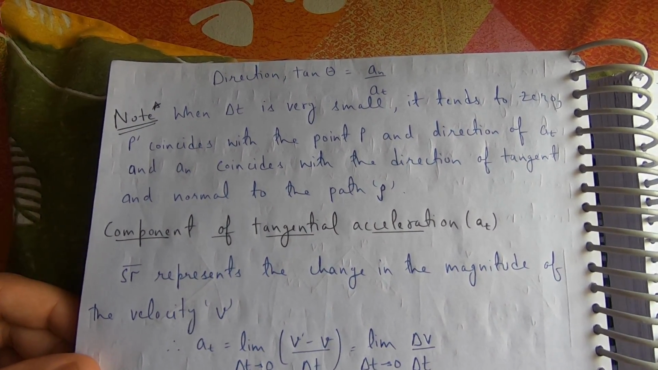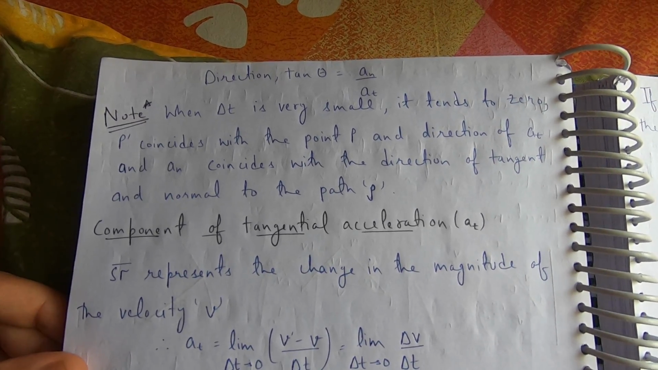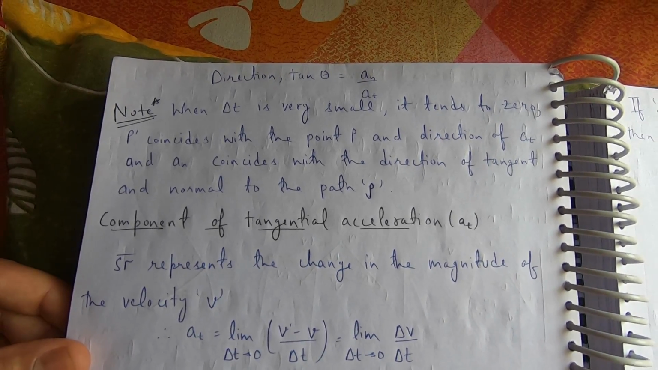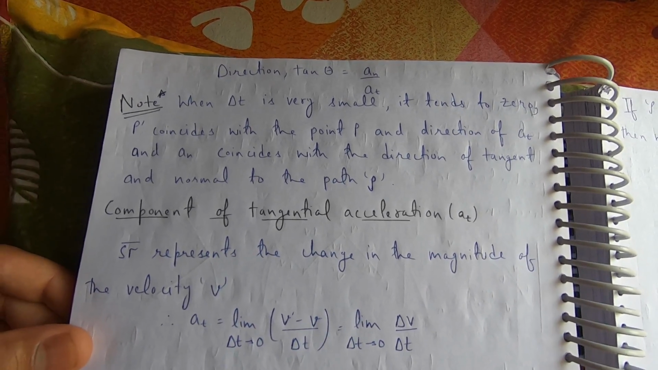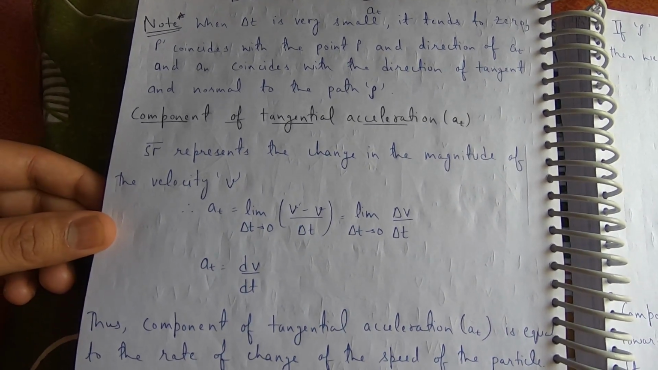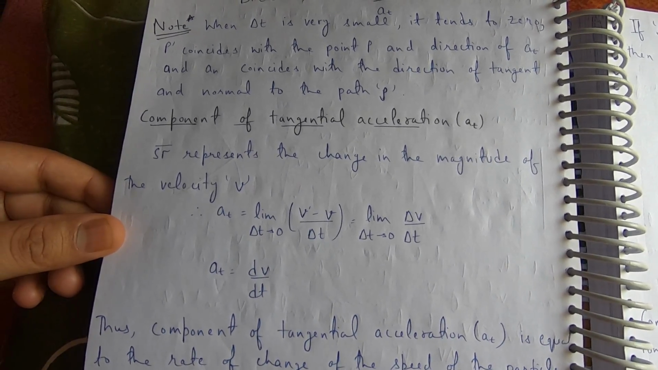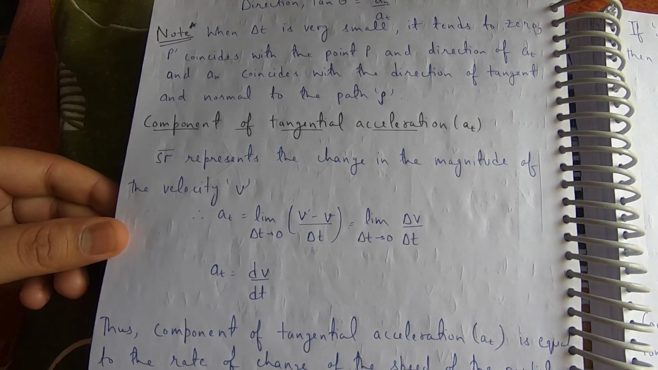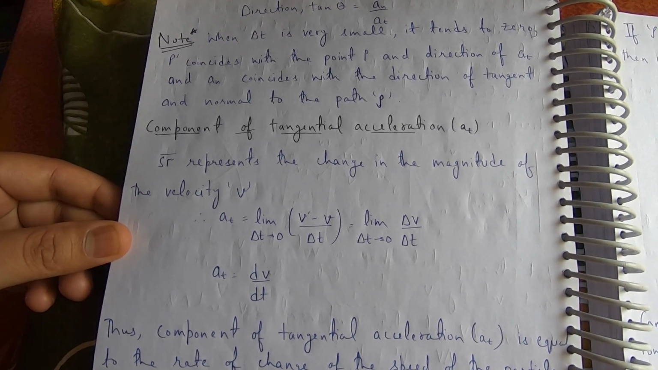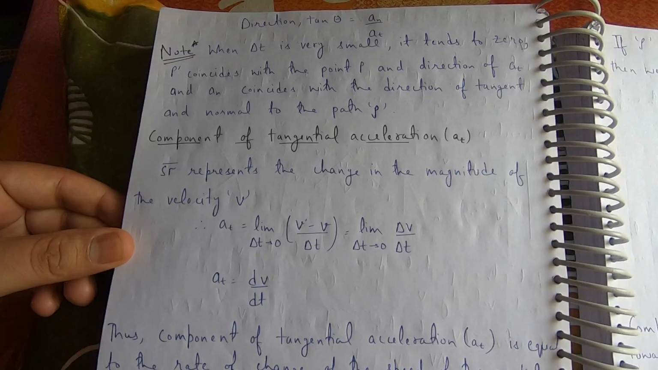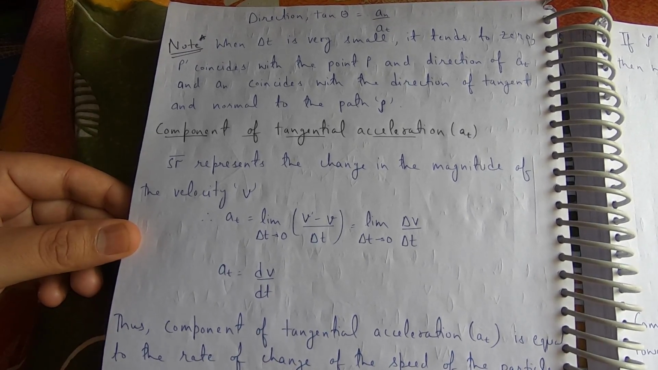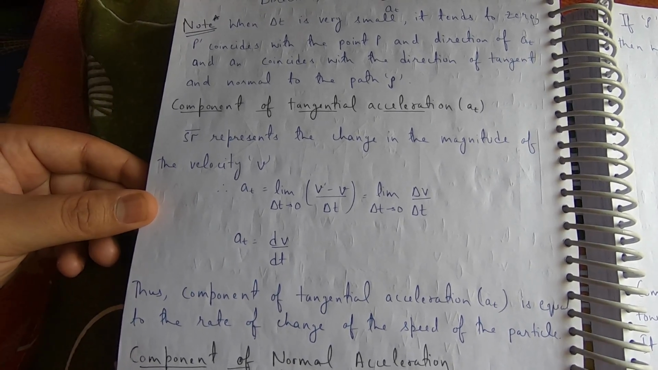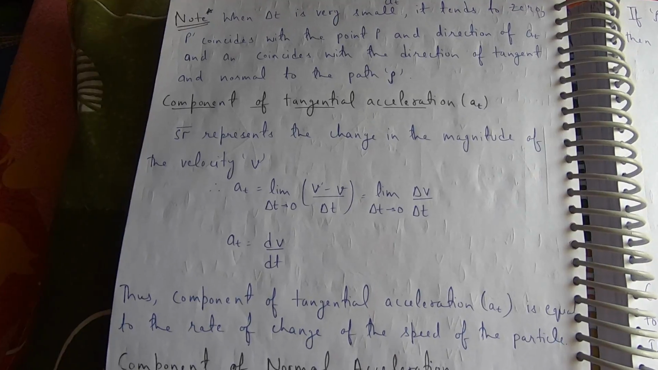Note: when Δt is very small, it tends to 0. P prime coincides with the point P, and the directions of at and an coincide with the directions of the tangent and normal to the path. Now the component of tangential acceleration at: SR bar represents the change in the magnitude of velocity v. Therefore, at is equal to limit Δt tends to 0 v prime minus v by Δt, which is equal to limit Δt tends to 0 Δv by Δt. At is given by dv by dt. Thus, the component of tangential acceleration at is equal to the rate of change of the speed of the particle.